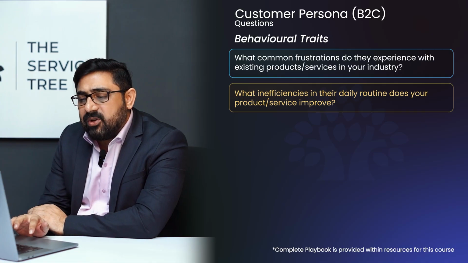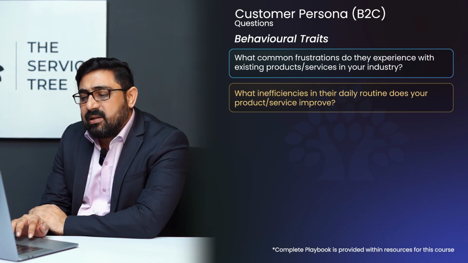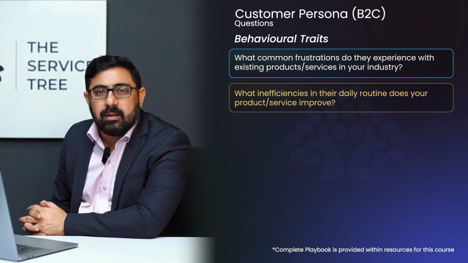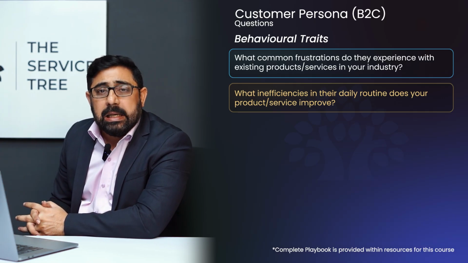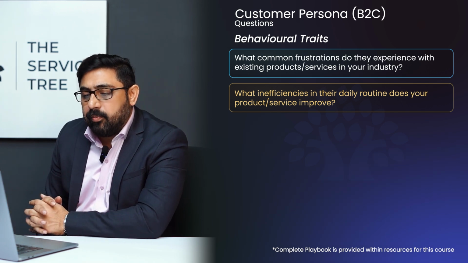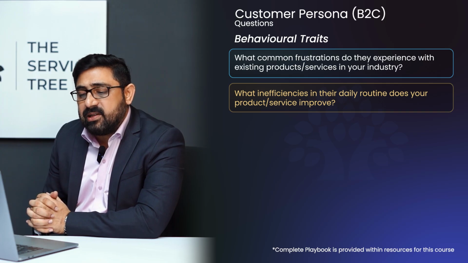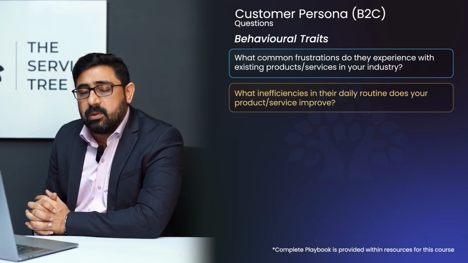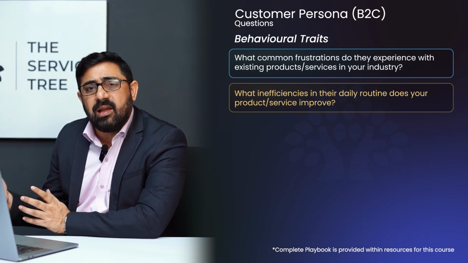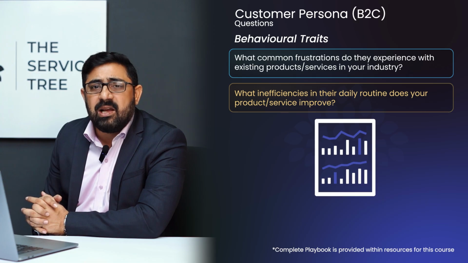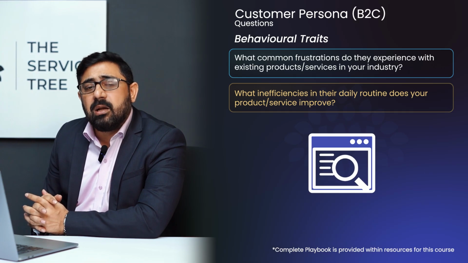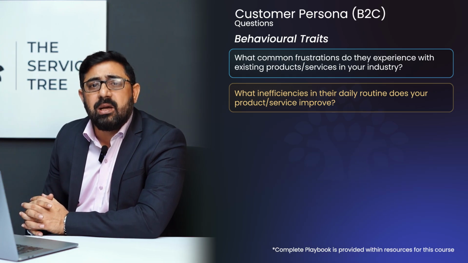Then, what inefficiencies in their daily routines does your product or service improve? There might be some sales issue with them, like they are not able to transform their leads into sales. So within these behavioral traits, we are going to note down what inefficiencies in their daily routines your product or service improves. For instance, they are struggling with their leads transforming into successful sales. So there could be a sales engine issue, a lead generation issue. There could be some digital platform development issue that they are struggling with.